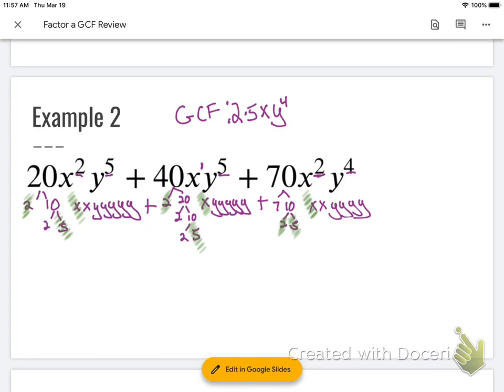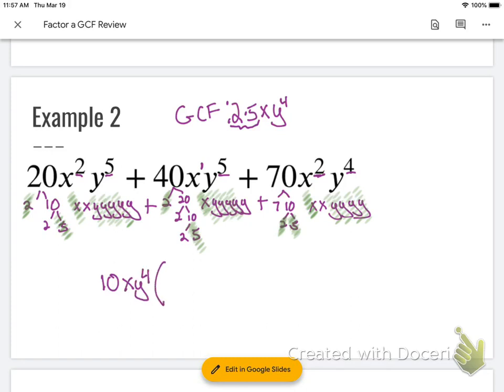That's the most restrictive. And then we talked about having 4 y's. So we had 1y, 2y, 3y, 4y, 1y, 2y, 3y, 4y, 1y, 2y, 3y, 4y. And you see that we now have that many in each of them. Going through this, we can confirm that is our GCF. We're going to multiply 2 times 5. Well, 2 times 5 is 10. x, y to the 4th.